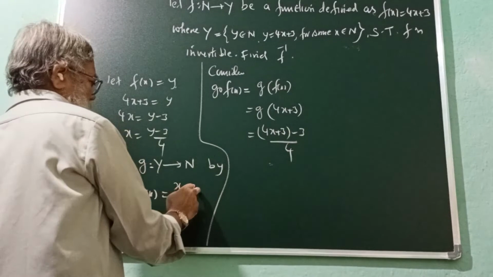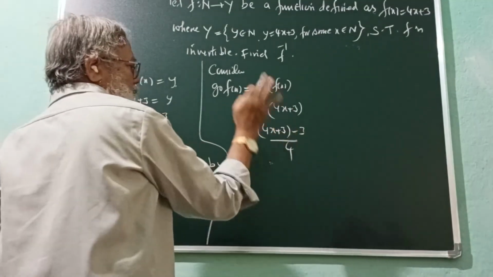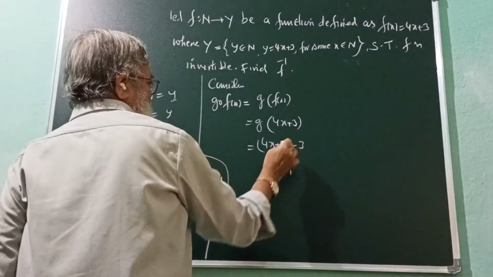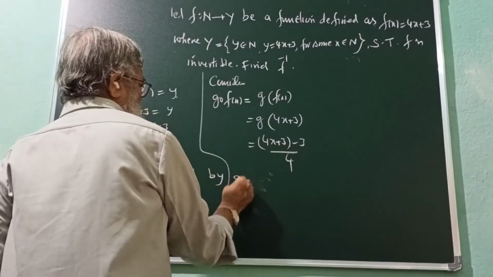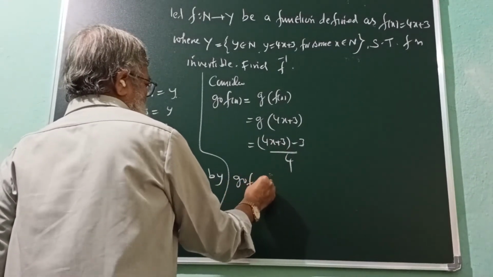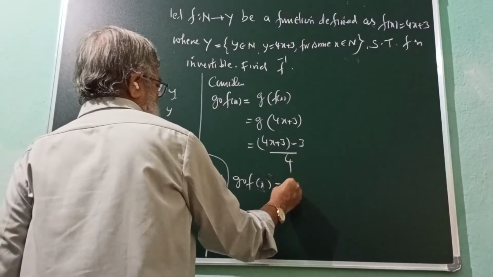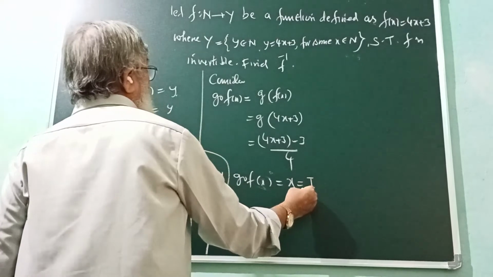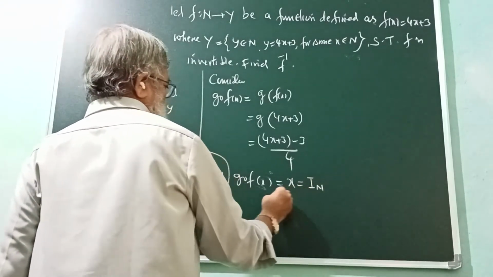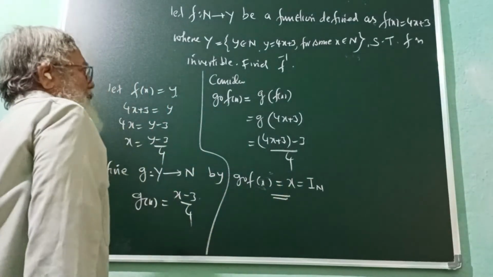See here, x minus 3 by 4. Now plus 3 minus 3 get cancelled, and 4 cancels with 4. Therefore, g composition f of x is equal to x. That is nothing but the identity mapping. So the first condition is true.